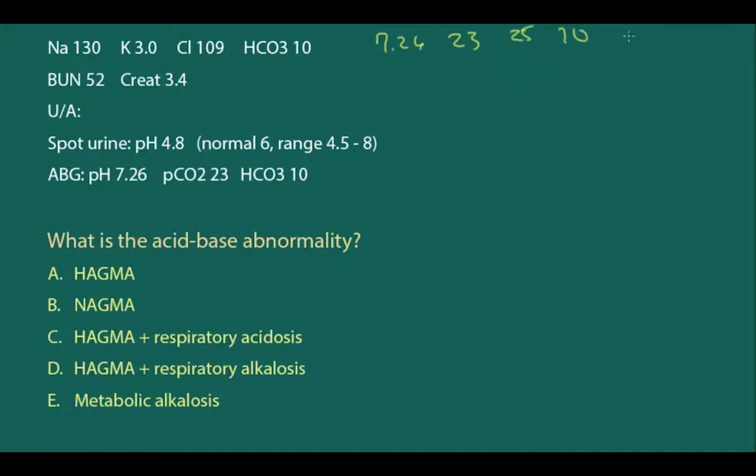Going left to right, this patient has an acidemia. PCO2 is about equal to expected PCO2. There's no additional respiratory acidosis or alkalosis. Bicarb is 10. Definite metabolic acidosis. Anion gap is normal. This patient has a NAGMA, a normal anion gap metabolic acidosis.